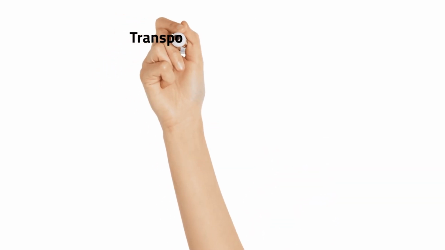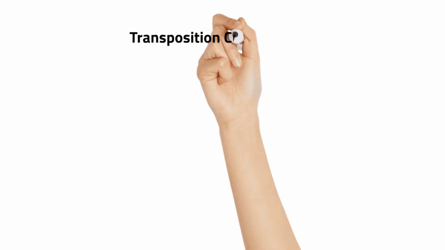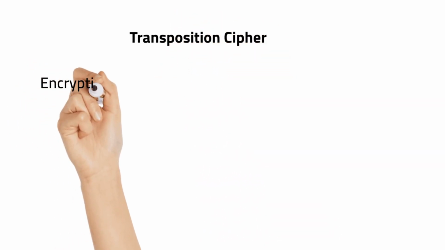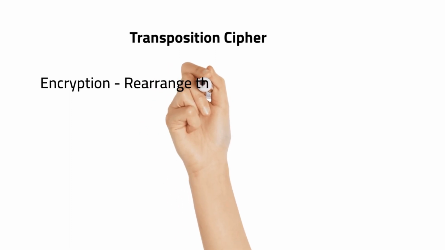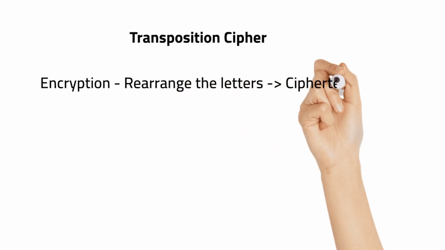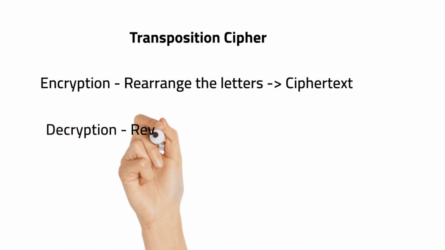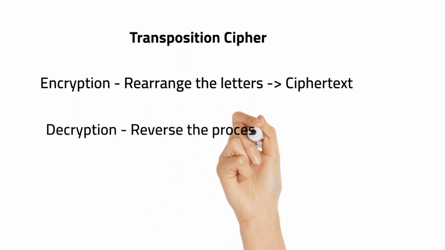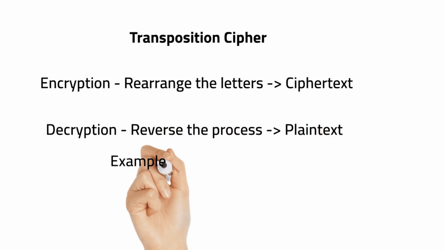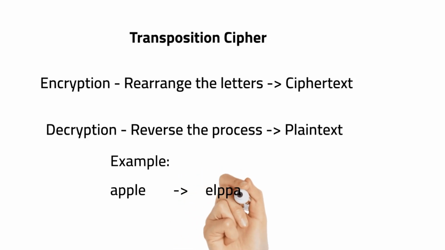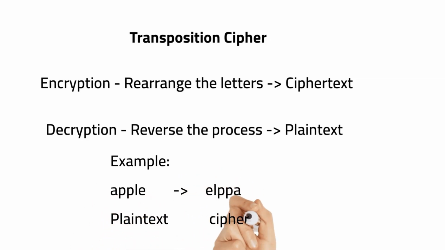Hi all, today we are going to see transposition cipher. It is an encryption algorithm. It rearranges the letters of the plaintext message, then it will form the ciphertext message. What is the decryption process for this? Simply reverse the encryption process. So it will give from ciphertext to plaintext.